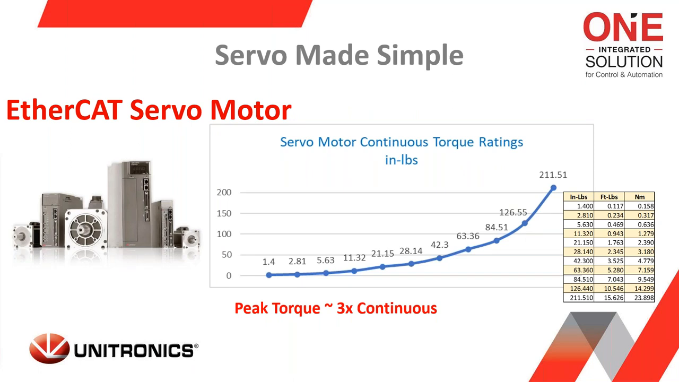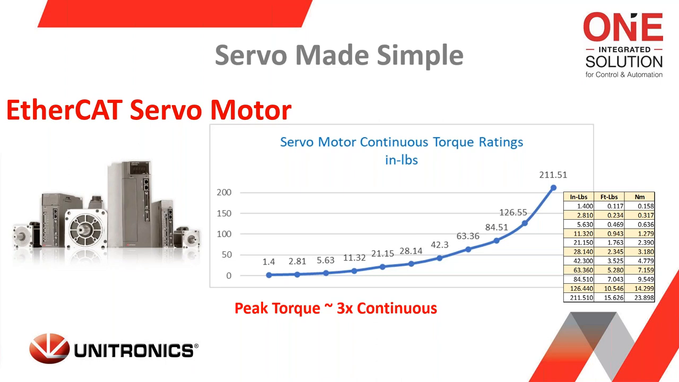Next, you can see our servo motors graphically representing the continuous torque ratings in inch pounds. So we offer servo motors from a 1.4 inch pound all the way up to over 200 inch pounds. If you would like, you can see on the screen a chart converting that into Newton meters, a 0.15 Newton meter all the way up to almost 24 Newton meters of continuous torque in our servo motors.